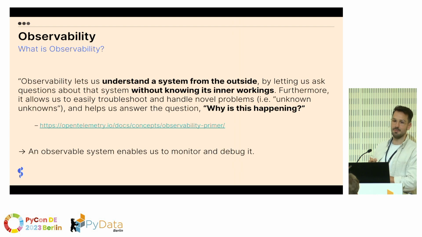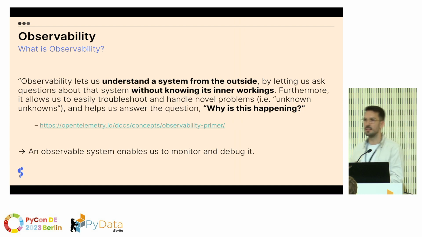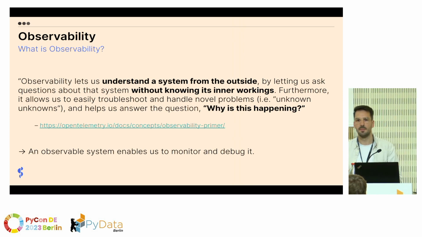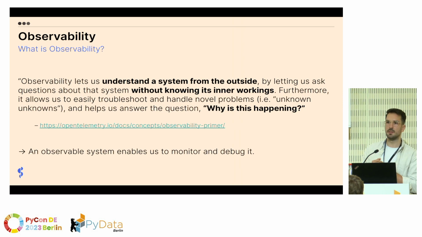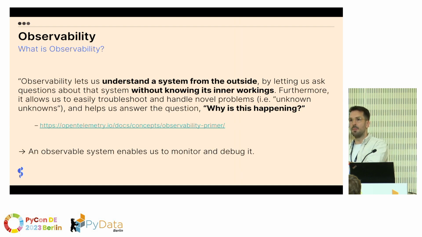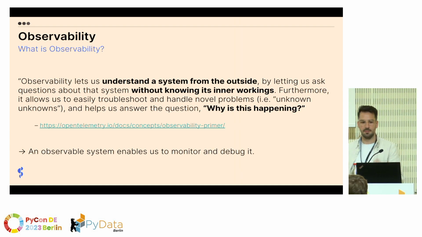To get everybody on the same page here, I quite like this definition from the OpenTelemetry project that says that observability lets us understand the system from the outside without really knowing what's going on inside. It allows us to ask questions about the system, handle novel problems, even the ones that we didn't anticipate before and where we didn't set up an alert before. And most importantly, it allows us to ask the question of why did something happen, not just what happened.